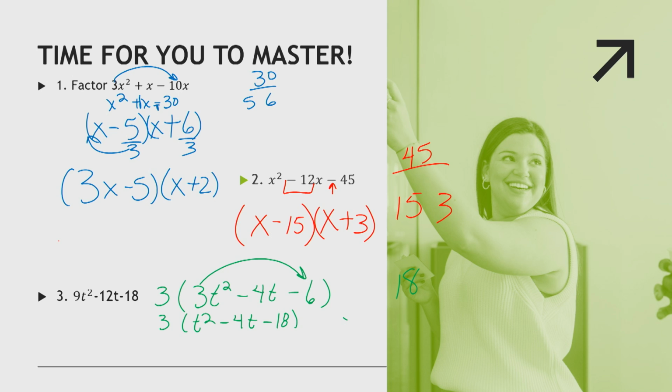Let's see, 18. I got 1 and 18. I have 2 and 9. I have 3 and 6. Can I factor it any further? I can't. So this right here is as far as I can go.